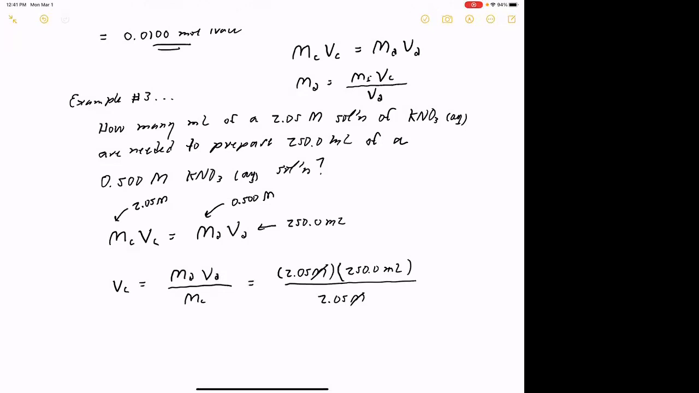And I don't have the answer. I'm going to plug it out real quick. 2.05 on my calculator times 250 divided by 2.05. Actually, I used that twice. What did I do wrong here? I shouldn't have used the molar of the dilute. Where's the molar of the dilute? 0.5. I used the wrong one up there. Sorry, guys. I can't use the 2.05 quite twice, can I? That's going to be the 0.500. Sorry, guys. Everybody see that? I plugged the wrong thing in there.